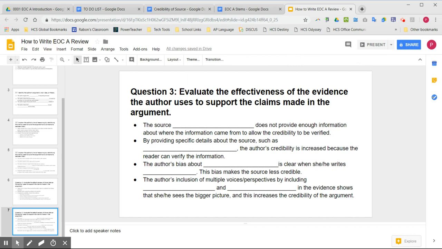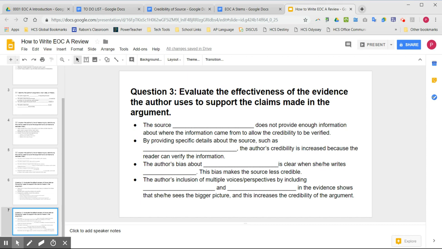All right, these are from your STEM sheet, just a couple of samples. Look at your STEM sheet for more. But how could you do this? The source blank does not provide enough information about where the information came from to allow credibility to be verified. All right, you want to give the specific source. Is it an article title? Is it a person speaking?